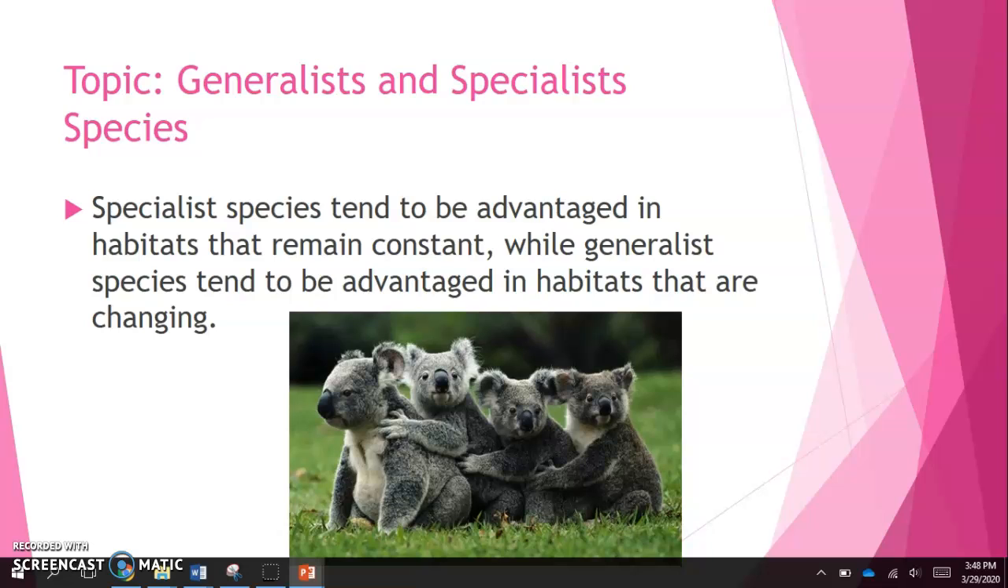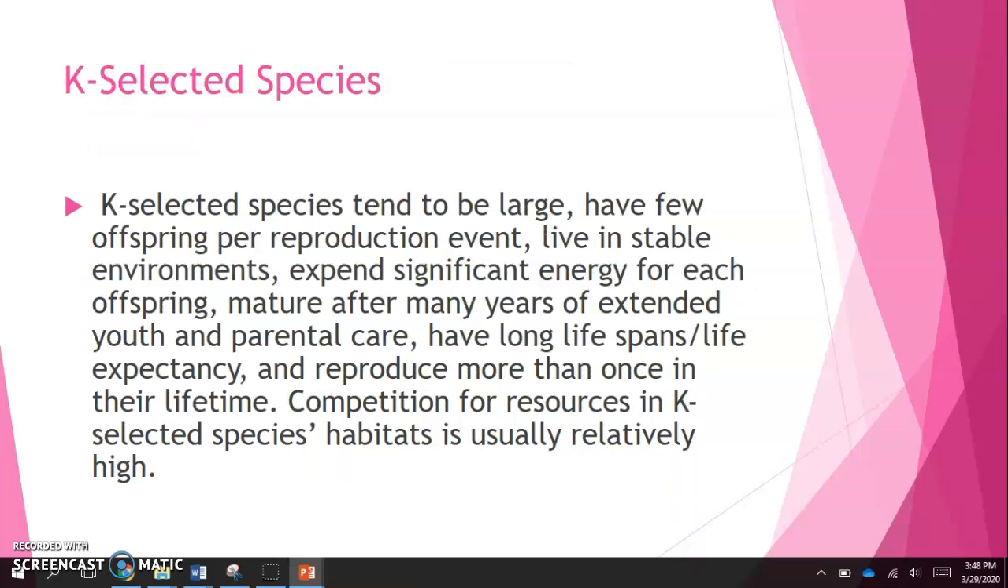On the other hand, generalist species, they can go in and they're really adaptable. They can eat multiple food sources. They adapt well to changes in temperature, and so they're going to be a little bit more resilient, and they're going to be able to thrive in multiple places.